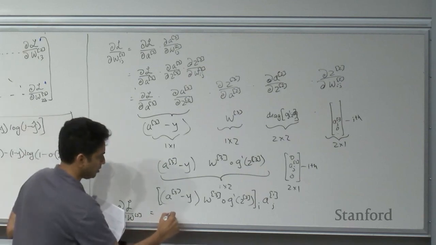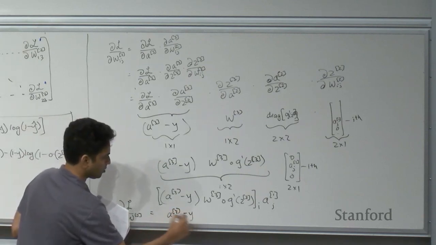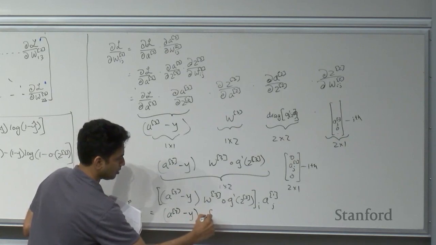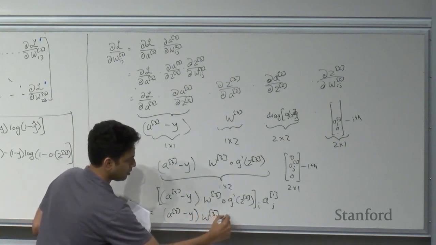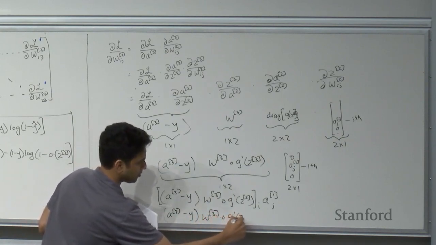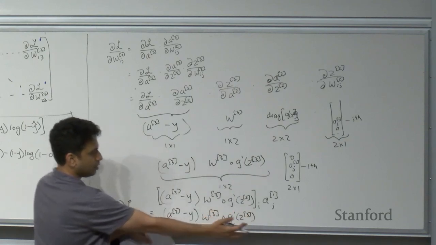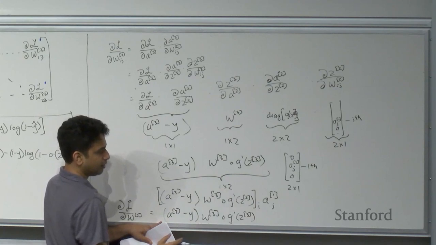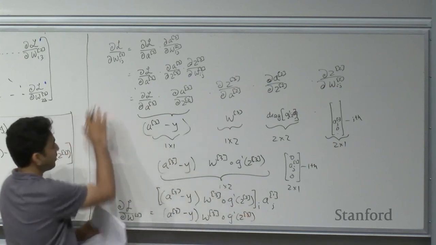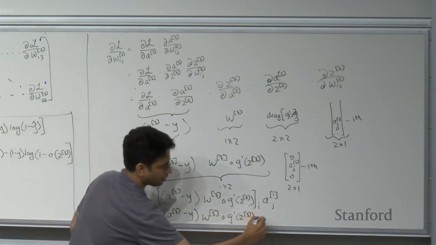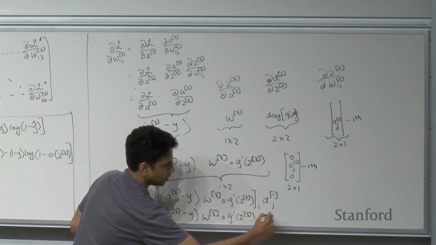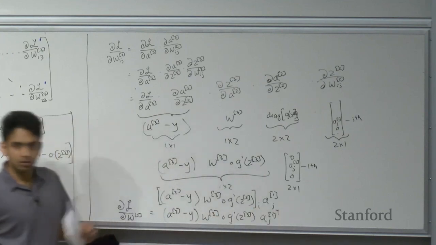Right? So that is a3 minus y, W3, g prime z3. So this is the vector from which we took the ith element. Instead, for the full matrix, it's going to be this vector outer product with aj1 transpose.